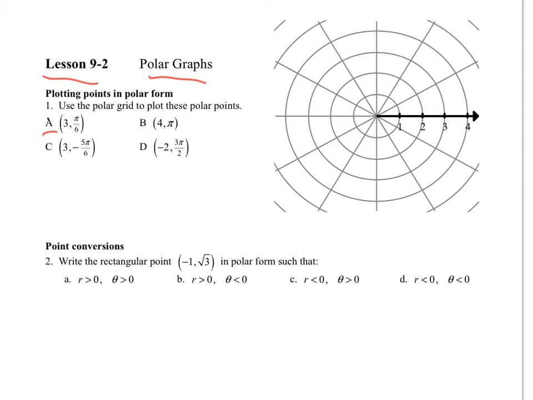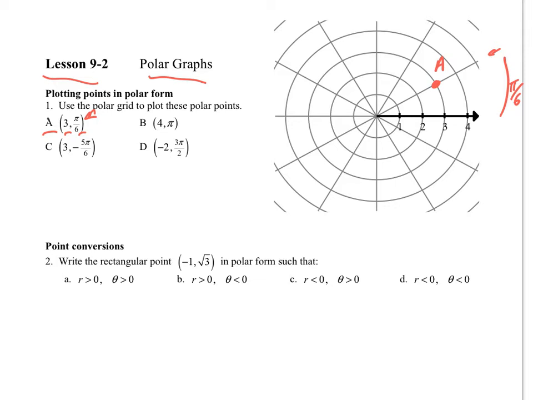Hopefully you remember this from pre-calc, but we're going to go from this point 3 comma pi over 6. And so this would be how far out we go, and then this would be the line that we would be on. So I go to pi over 6, which would be this line right here, this angle measurement. So I've gone pi over 6, and then I'm going to go out 3. So this would be point A.